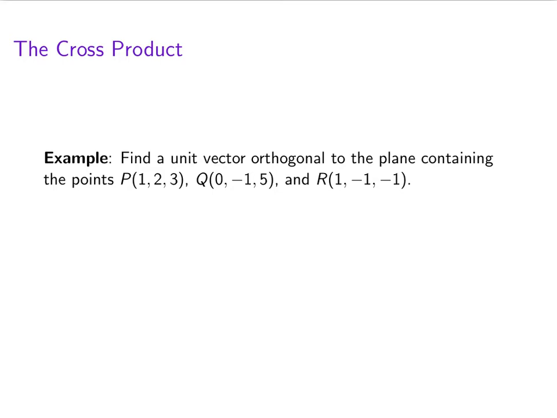Hello, calculus fans. Let's find a unit vector orthogonal to the plane containing these 3 points. So P is (1, 2, 3), Q is (0, -1, 5), and R is (1, -1, -1).